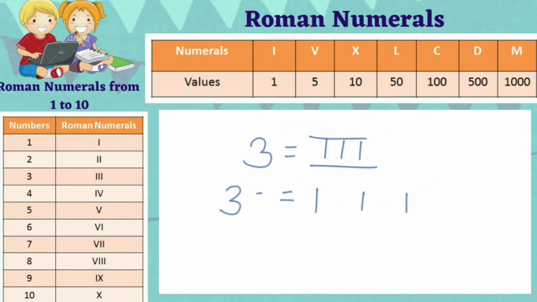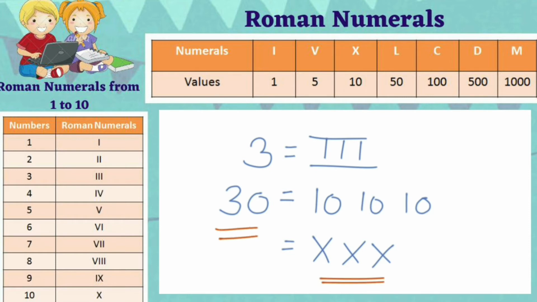Now I'll put 0 over here to make it 30. I made a change on the left hand side, so I am supposed to do the same on the right hand side. I'll add zeros to all the ones, making it 10. So to make 30, I'll require 3 times 10. And you know the numerical value 10, in Roman it is X. So I will put X 3 times. Here you got the Roman numeral for 30 as XXX.